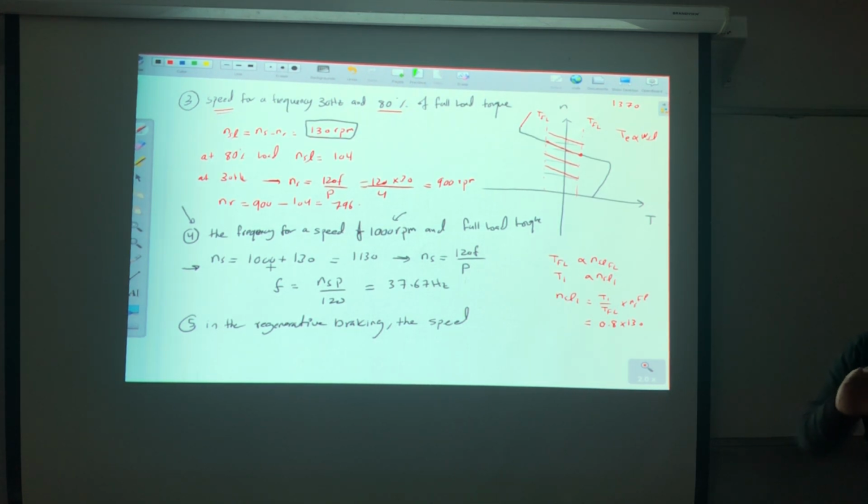Correct? Now here, I'm not telling you that I'm changing this and this. I'm telling you that now the frequency is 30 and the machine is driving a certain load. Give me the speed, give me the frequency. Those are controlled by what? By the inverter.